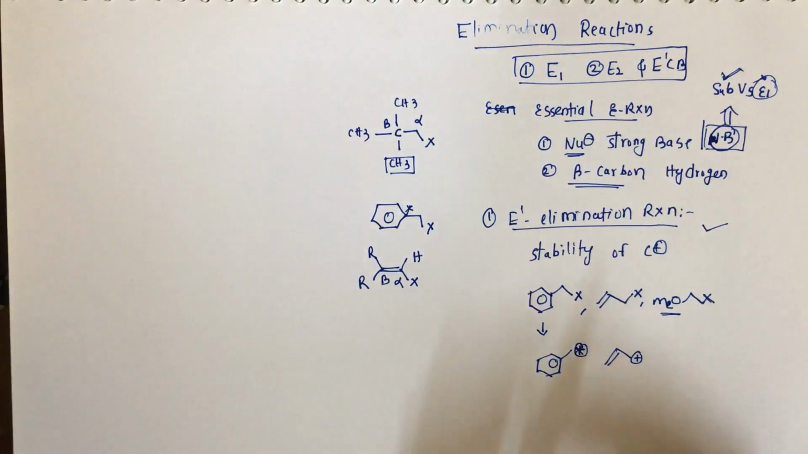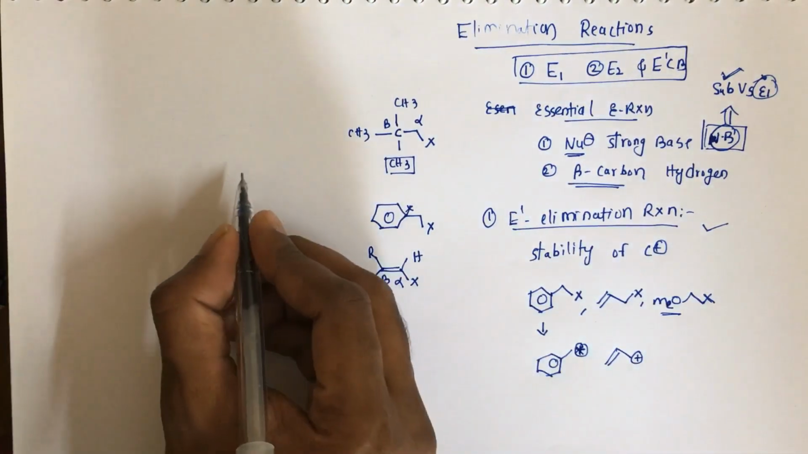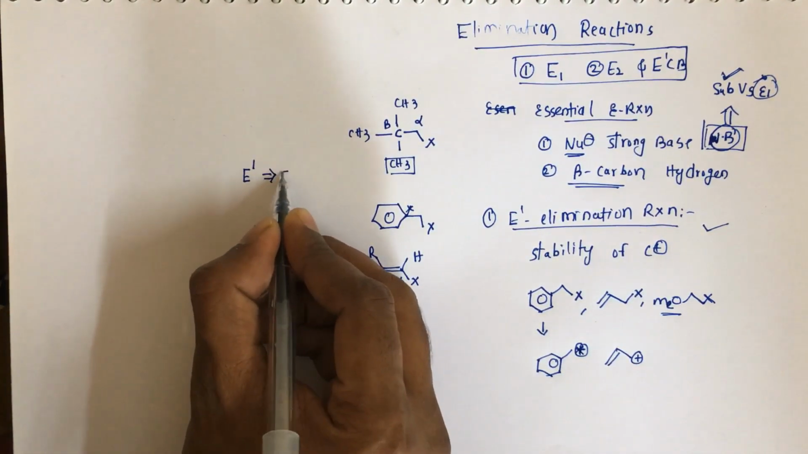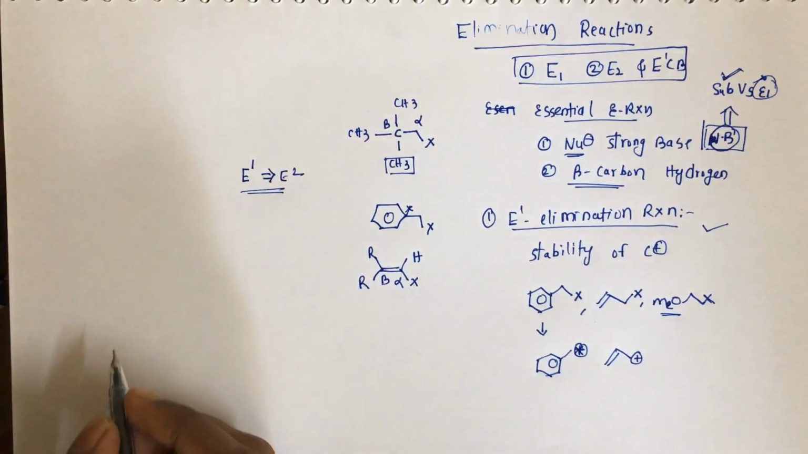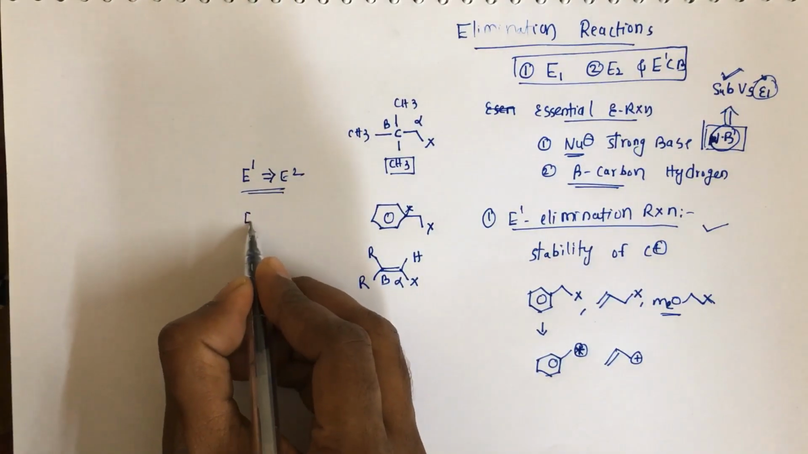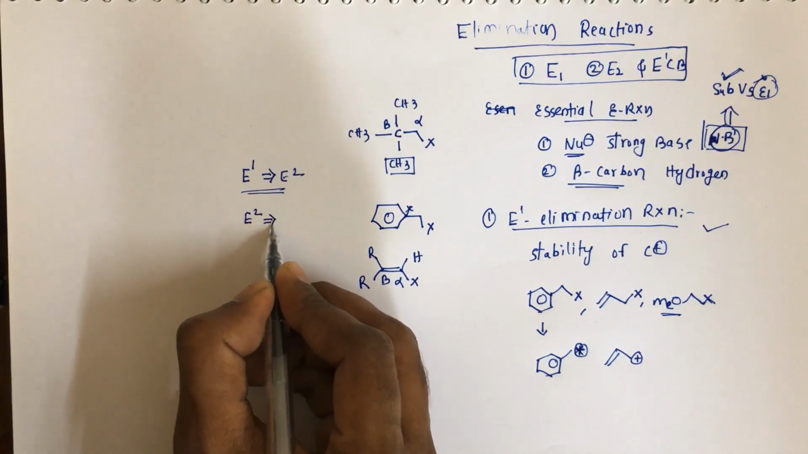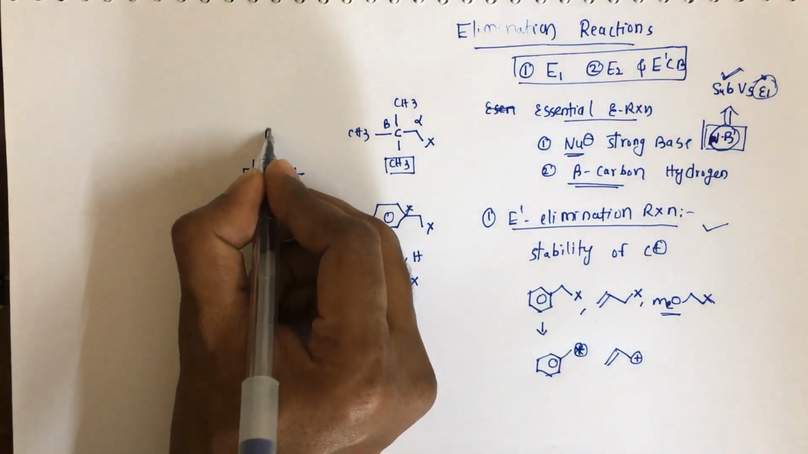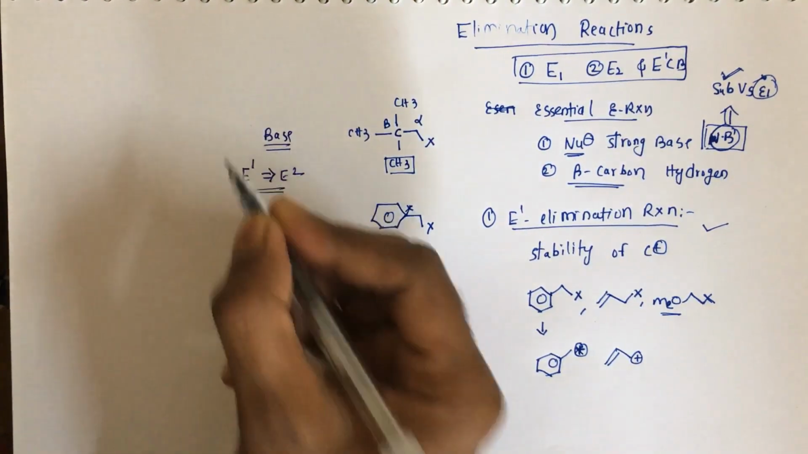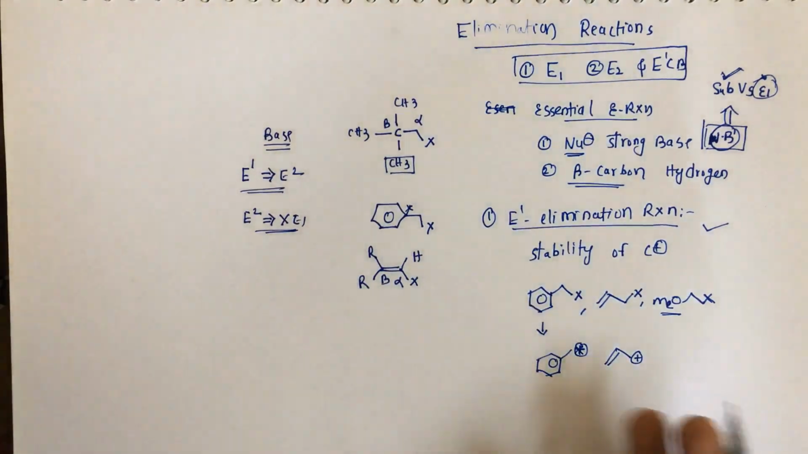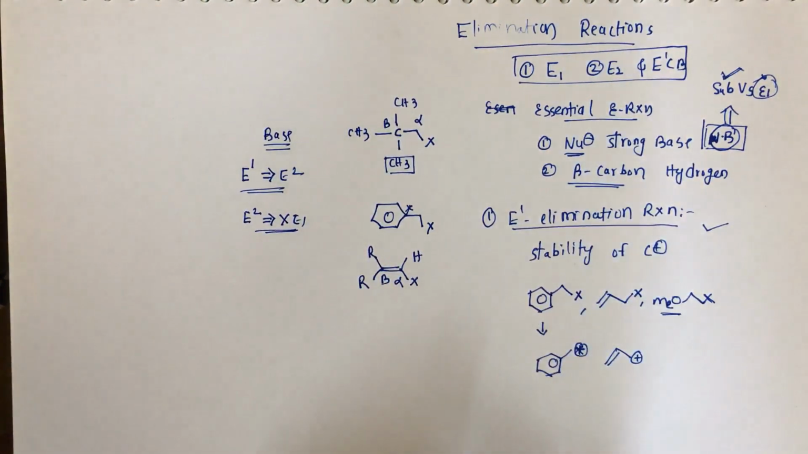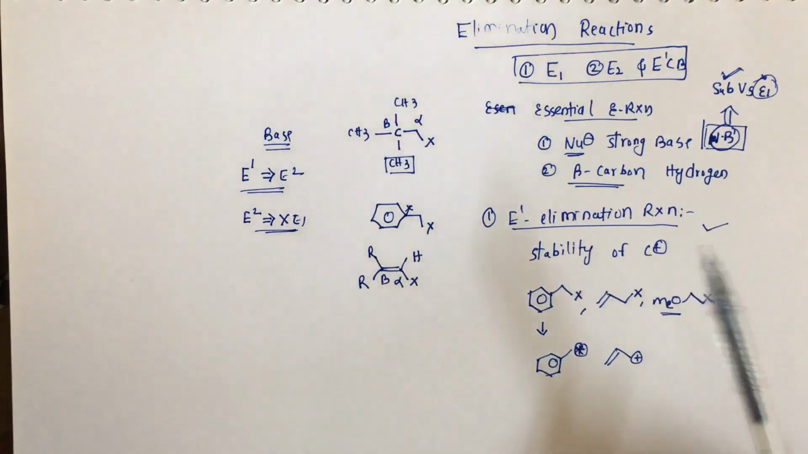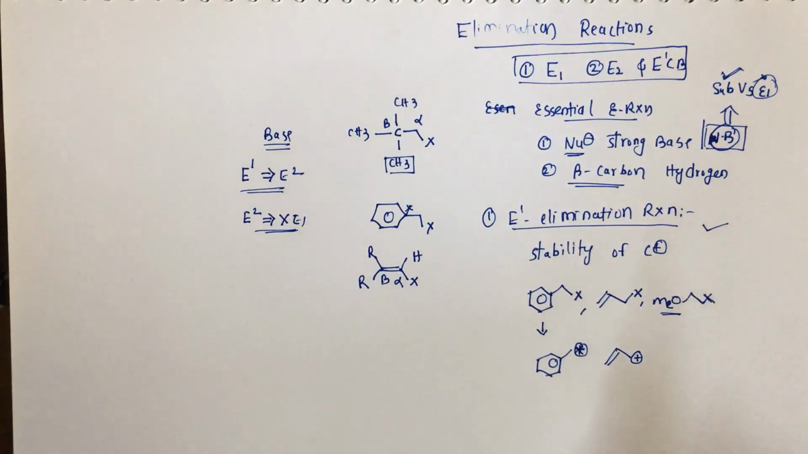One more thing we need to remember: the compounds which undergo E1 elimination can also undergo E2 elimination. But the compounds which undergo E2 elimination can't undergo E1 elimination. This all depends upon the base. What the base effect is, I will explain later. As of now I am going to explain what E1 elimination and E2 elimination reactions are.